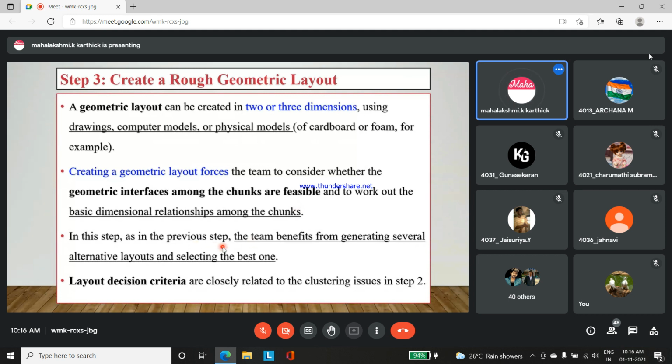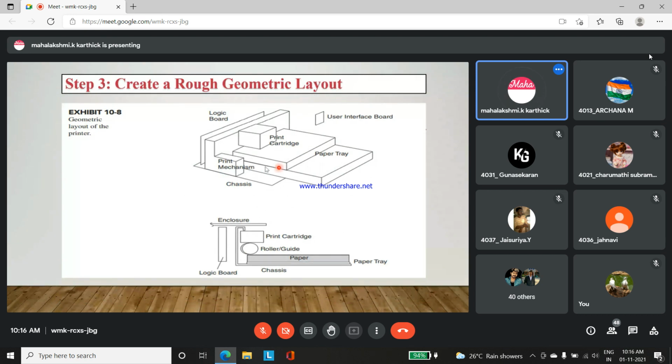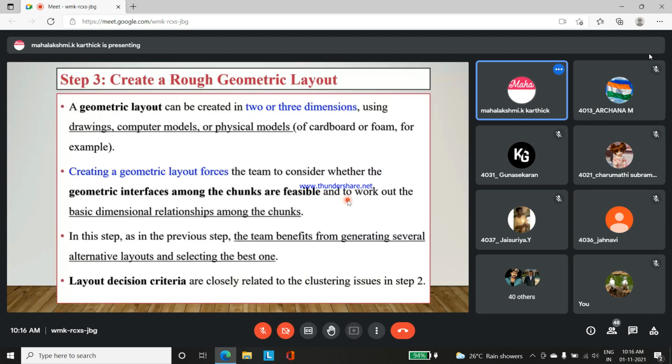In this step, as in the previous step, the team benefits from generating several alternative layouts and selecting the best one. They will do some rough work in this too. They will find out which will be the best layout, and only then will they select. They will do 2 or 3 alternatives, structuring, layouts, and then select the one which is the best for the product.